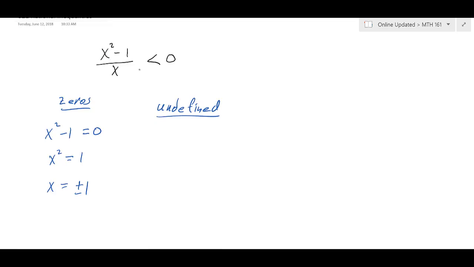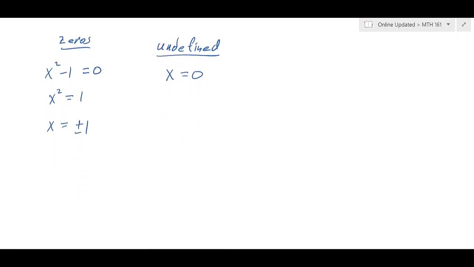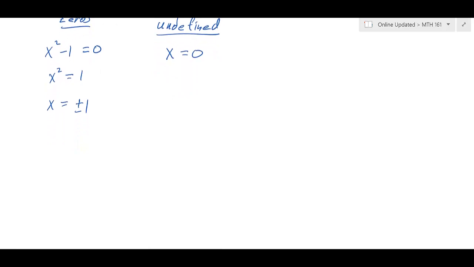So if x is equal to 1 or negative 1, then this is going to be equal to 0. Now, we also have to determine where this is undefined. Well, that's going to be when the denominator, which is x, is equal to 0. It's going to be undefined when x is 0. So using the zeros and the numbers where this is undefined, we're going to do just like we did with the polynomial inequalities and identify the test intervals.